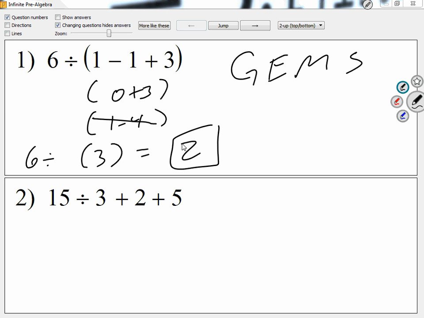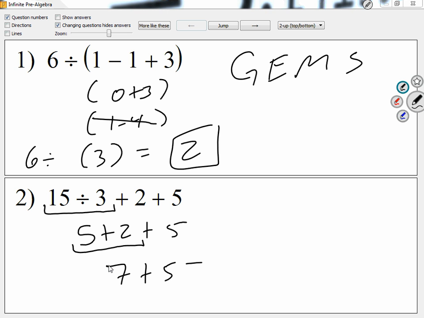Question number 2. I have no group. I have one exponent. Let me work the multiplication and division first. How much is 15 divided by 3? 5. So I have 5 plus 2 plus 5. Let me go from left to right. How much is 5 plus 2? 7. So I have 7 plus 5. How much is 7 plus 5? 12.